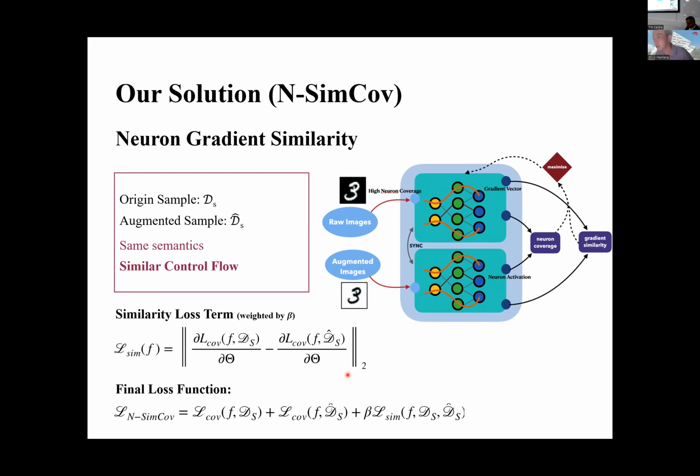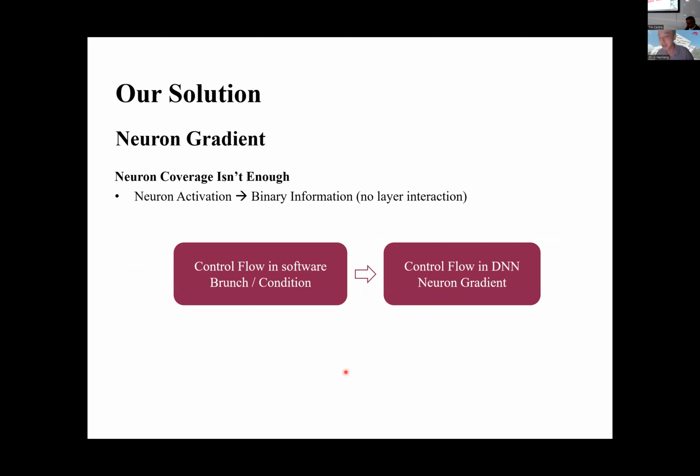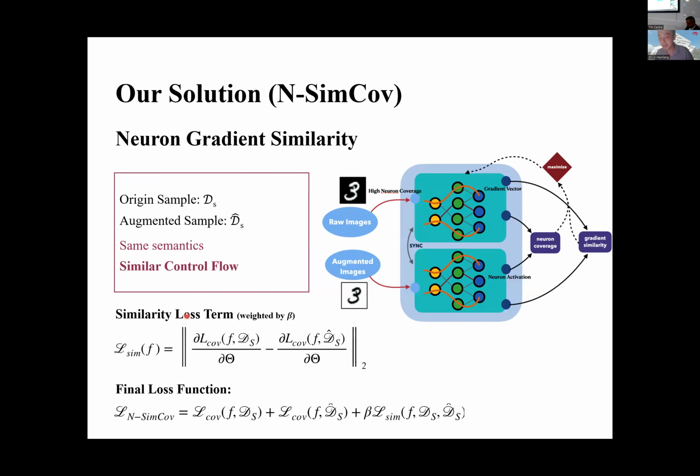Although our motivation comes from control flow, we found that this loss term is actually similar to another loss, Fish, which appears in an ICML paper. They also analyze gradient similarity, so our loss is similar to the Fish method at a high level. But our final loss has the coverage loss for the original sample as well as for the augmented sample, as well as the similarity loss between these two samples.